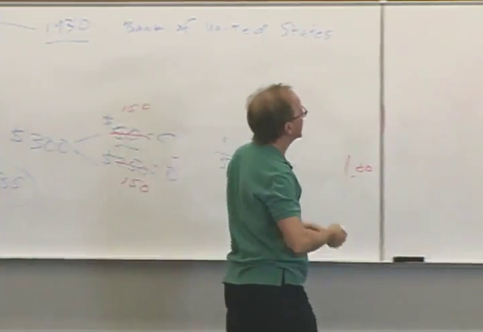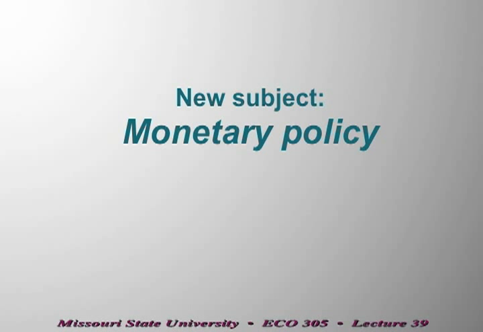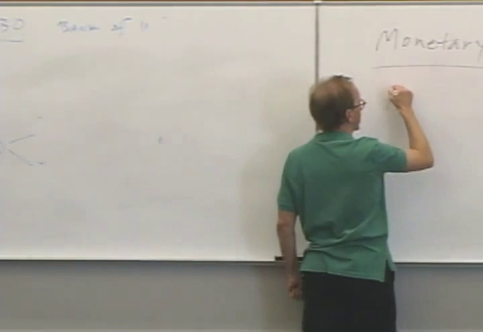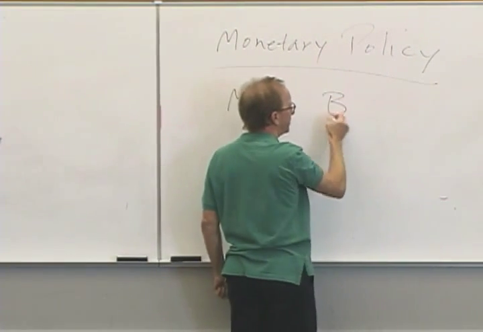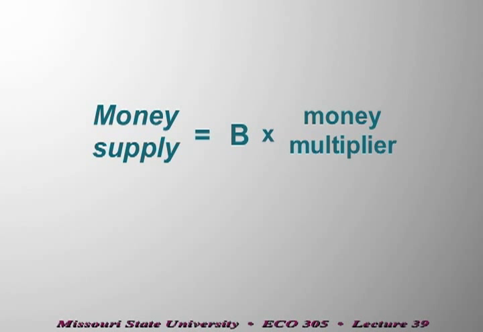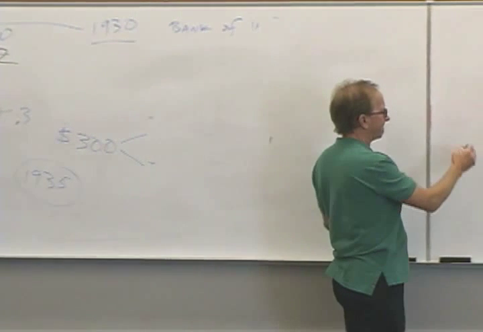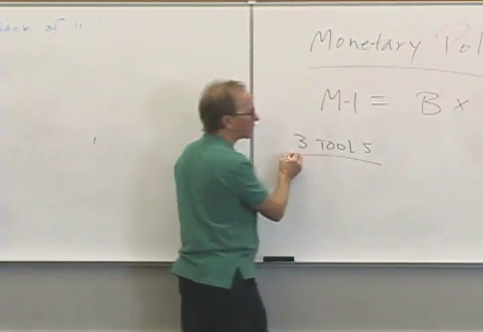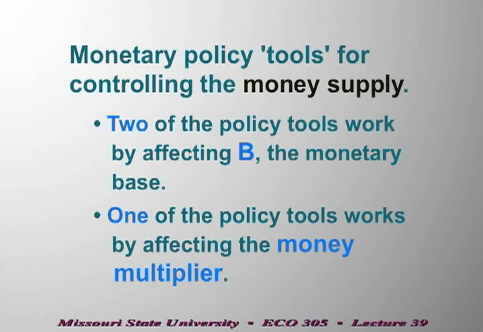Let's talk about monetary policy. We'll just get started on this, and then we'll pick up with it next time. Here's what we have with monetary policy. M1 money supply is equal to the monetary base times that multiplier. The Federal Reserve has three tools for conducting monetary policy. Two of those tools operate by affecting the monetary base, and then one affects the money multiplier.